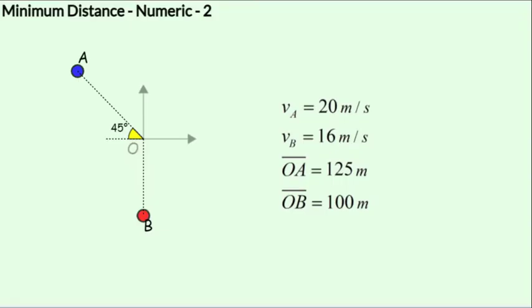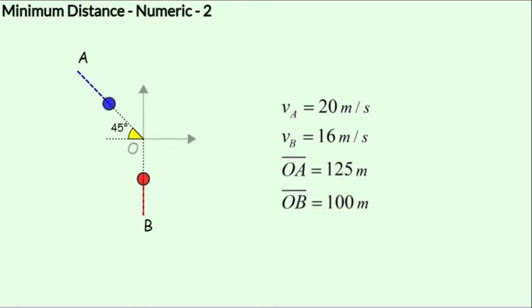Let's solve another problem involving the concept of the velocity of approach. A blue ball is placed at point A. A is a point located at a distance of 125 meters in the northwest direction from the origin, as shown by the 45-degree angle. A red ball is placed at point B, and point B is located at a distance of 100 meters south of the origin.